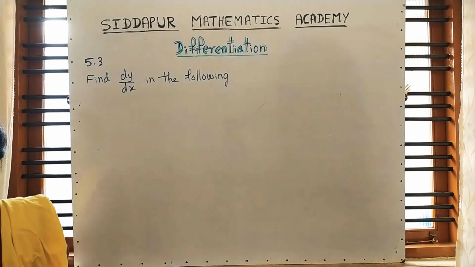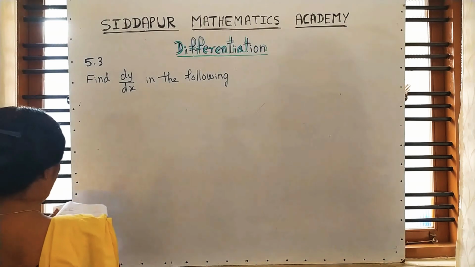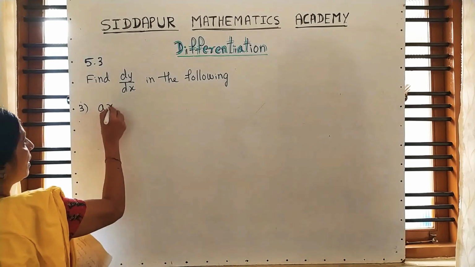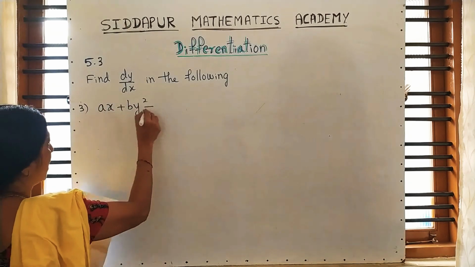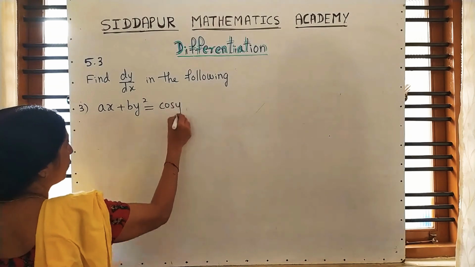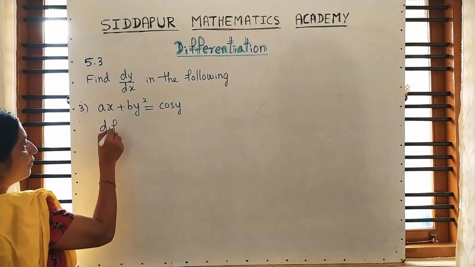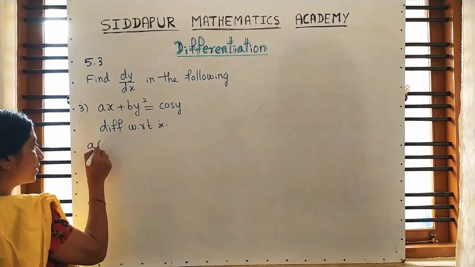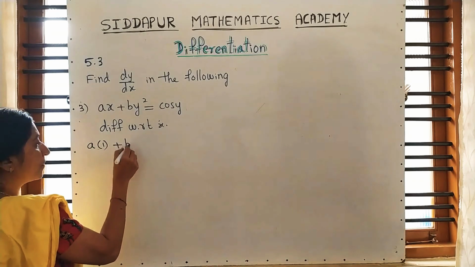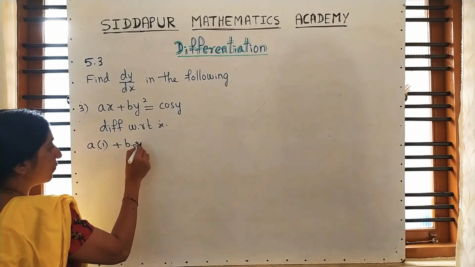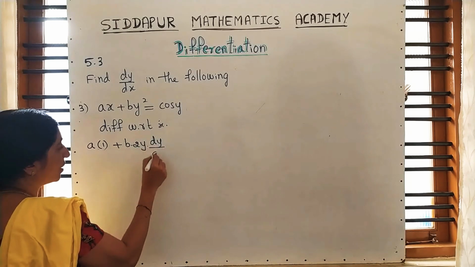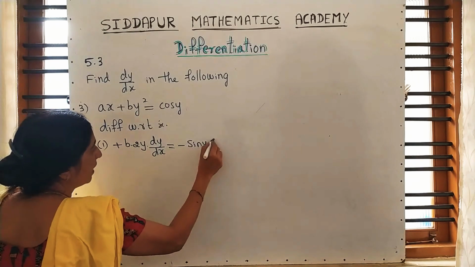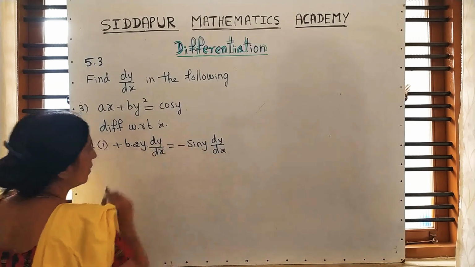Moving to the next question, third one. ax plus by square is equal to cos y. Here, differentiating with respect to x. a as it is, differentiation of x is 1, plus b as it is, differentiation of y square is 2y into dy upon dx, is equal to differentiation of cos y, minus sin y into dy upon dx.